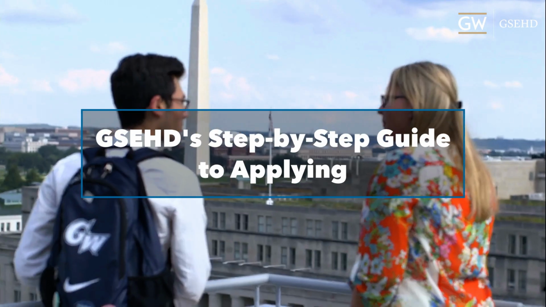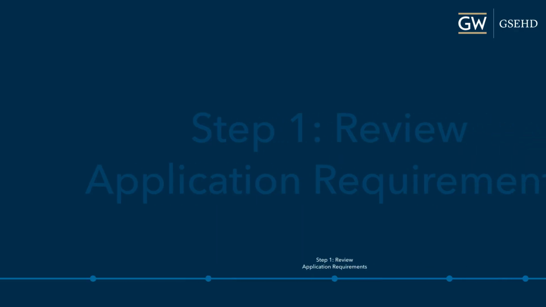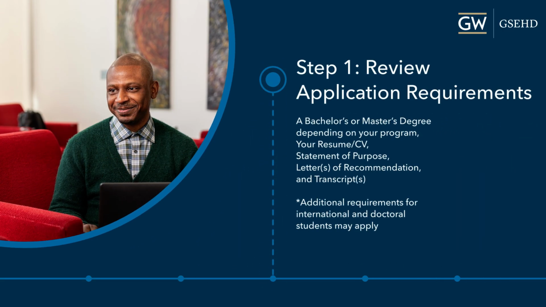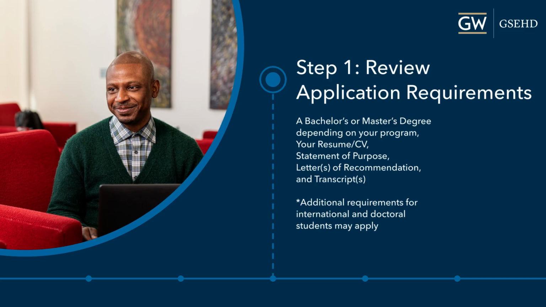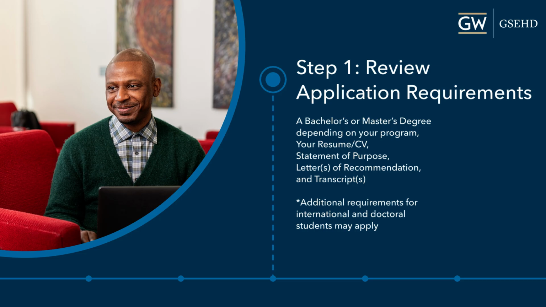The Graduate School of Education and Human Development's step-by-step guide to applying. Step 1. Review application requirements. A bachelor's or master's degree depending on your program, your resume or CV, statement of purpose, letters of recommendation, and transcripts. Additional requirements for international and doctoral students may apply.